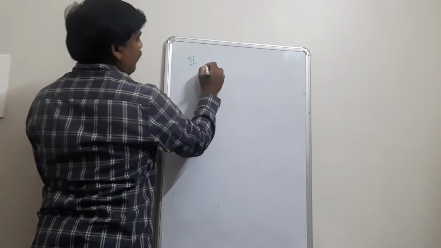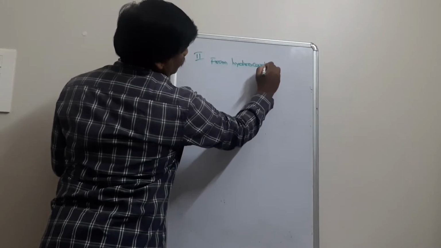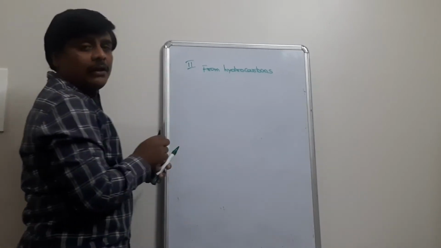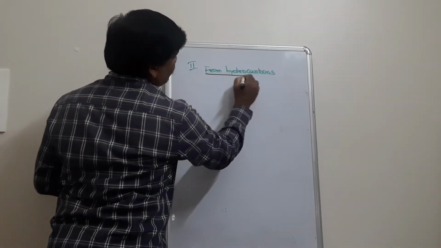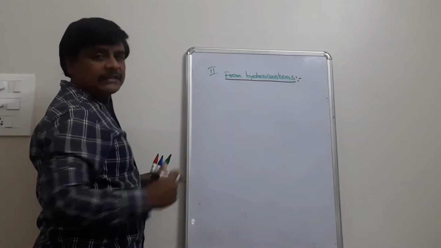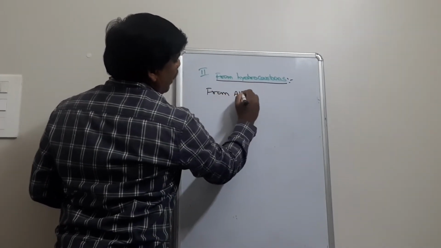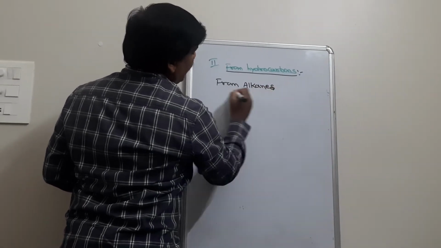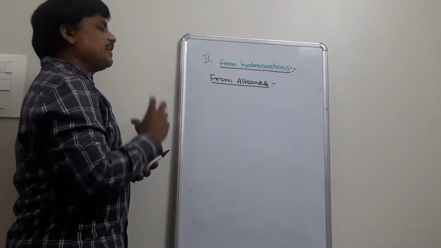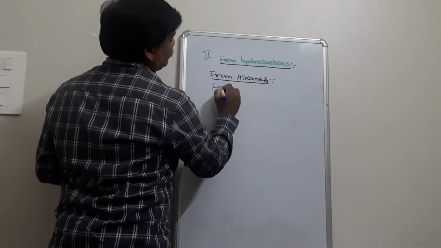Second preparation method: from hydrocarbons. We know that there are different types of hydrocarbons. One is saturated hydrocarbons and the second is unsaturated hydrocarbons. First we will discuss the saturated hydrocarbons, that is, from alkanes, which are saturated hydrocarbons. Here the process taking place is a free radical halogenation reaction.